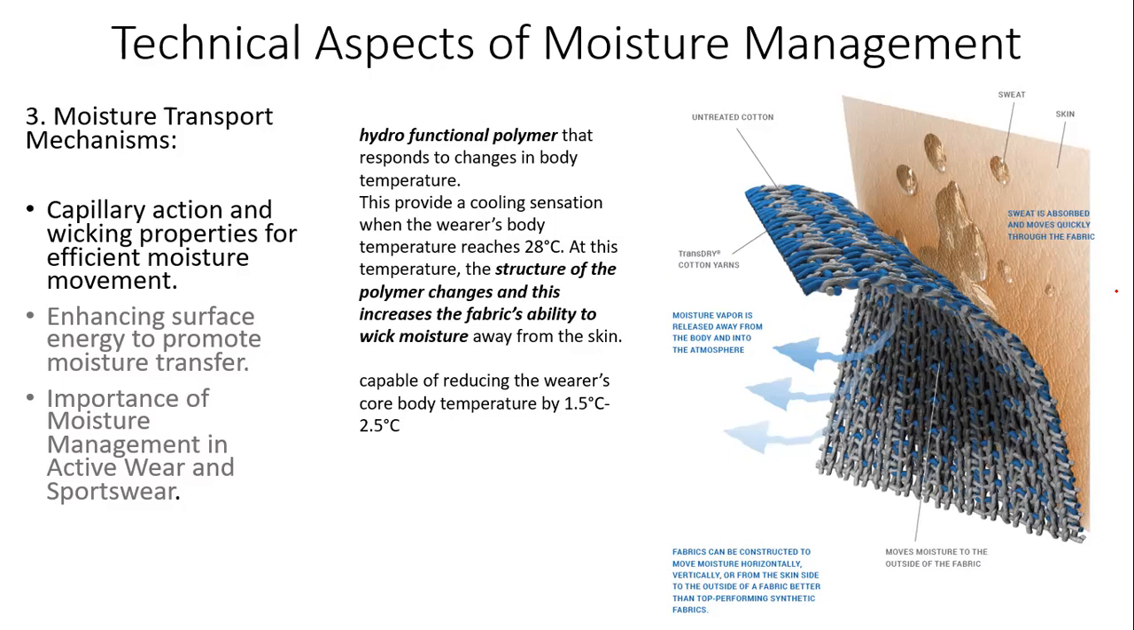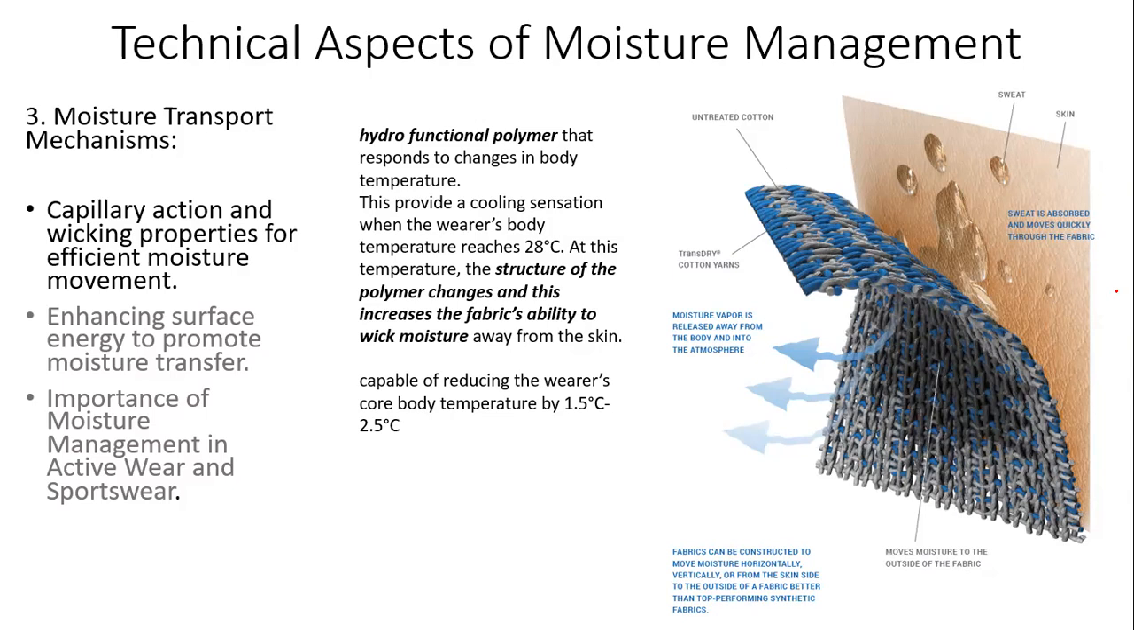Specifically, if our core body temperature goes beyond 28 centigrade, these fibers start activating. At this temperature, the structure of the polymer changes due to the thermal response, and then it increases the fabric's ability to wick more moisture. So that is a technology by selecting a specific polymer molecule or making it into a fiber, right? This technology is capable of reducing the wearer's core body temperature by maybe 1.5 to 2.5 centigrade. That's the most allowable limit.